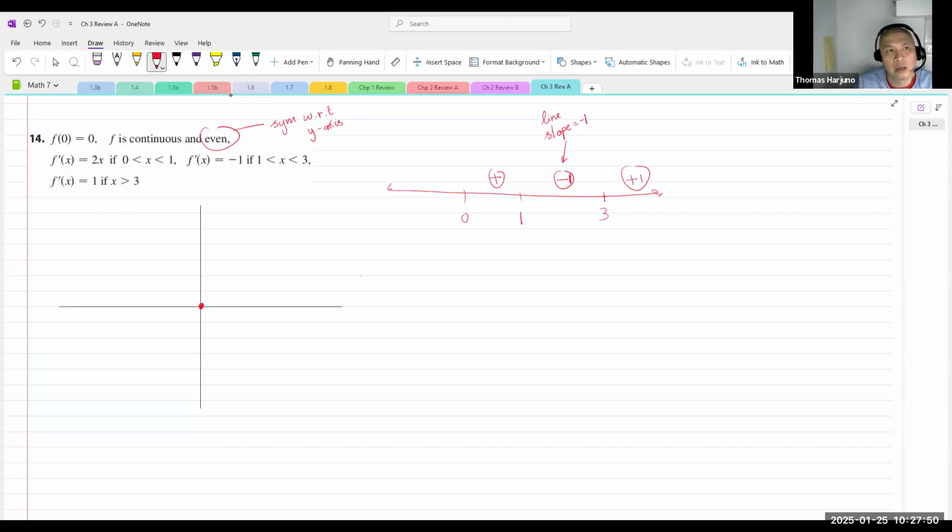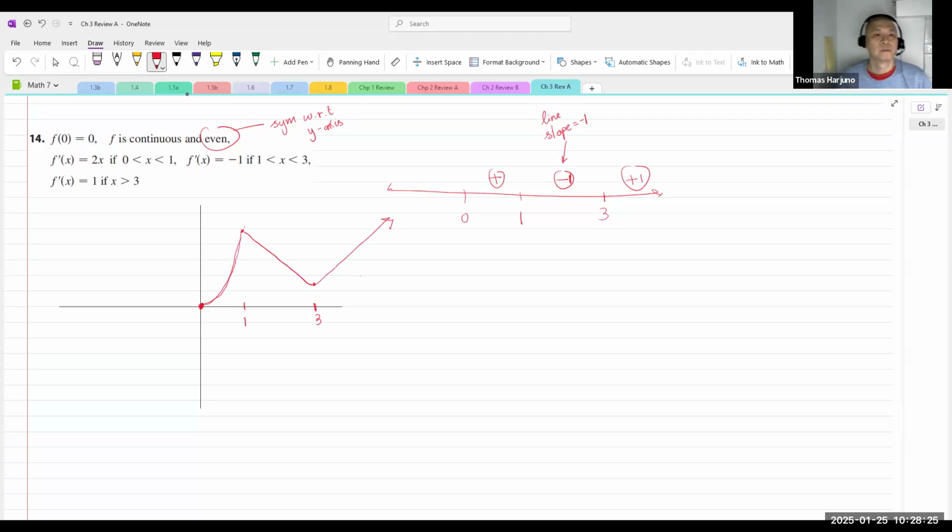Once we know how to do antiderivatives, this is easier to do. But let's do it this way first. The slope at 1 will be 2 if you approach from the left-hand side, and it is increasing. Now then, at that point, the slope will be -1, because we know it's a line. And then from here it will be positive 1, like that.